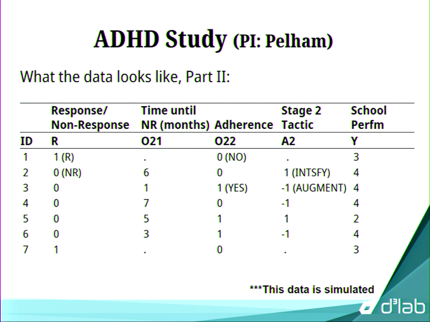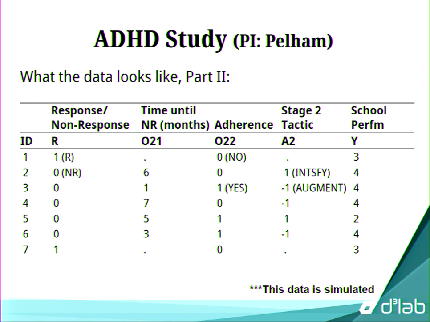For a responding child, you don't have information about A2, about the second stage intervention options. A2 is an indicator for second stage tactics, taking values 1 for intensify, -1 for augment. It's missing for responders. You see that? Okay, keep that in mind.